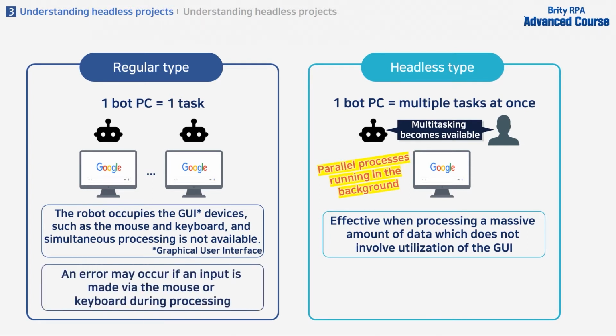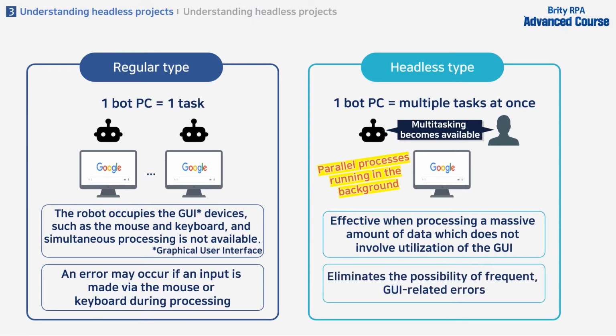Also, while the regular processes are prone to errors due to incorrect inputs via the mouse or keyboard, the headless processes can be stably operated without worrying about the possibility of such errors because they can be executed without user inputs via the GUI. In short, compared to regular processes, headless processes can provide enhanced automation speed and increased utilization of bot resources.